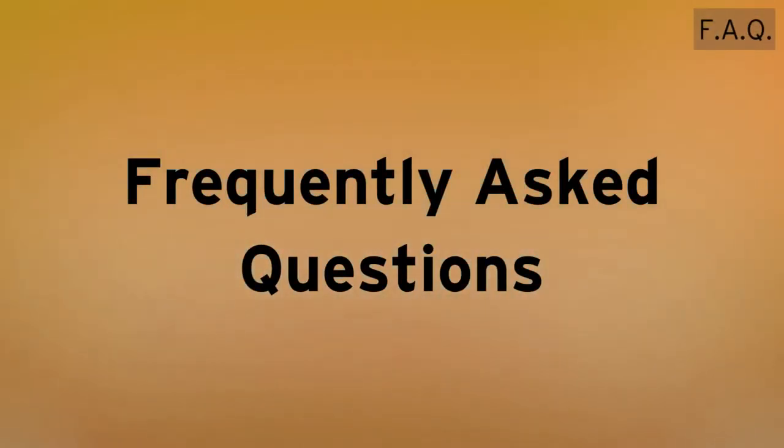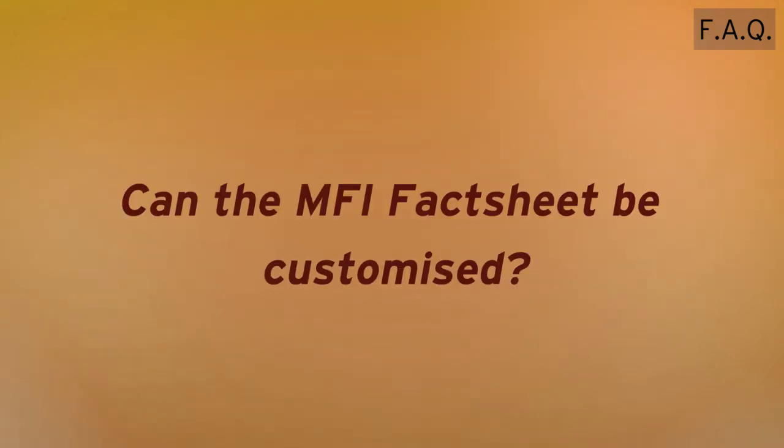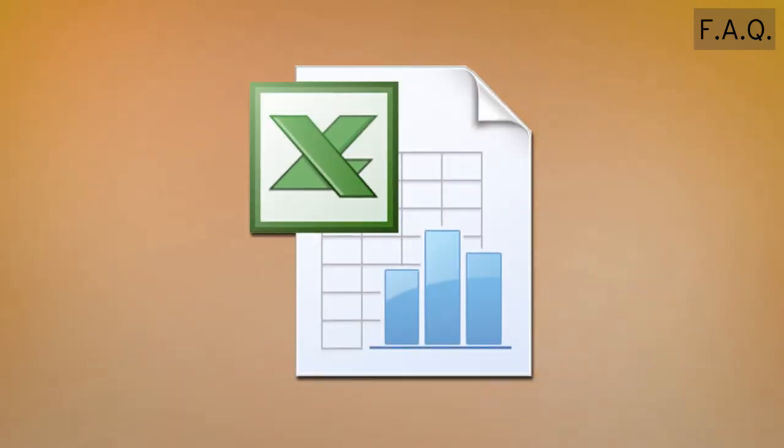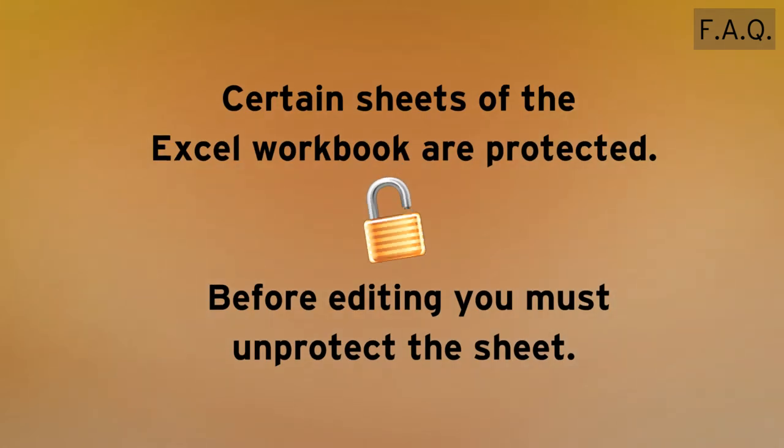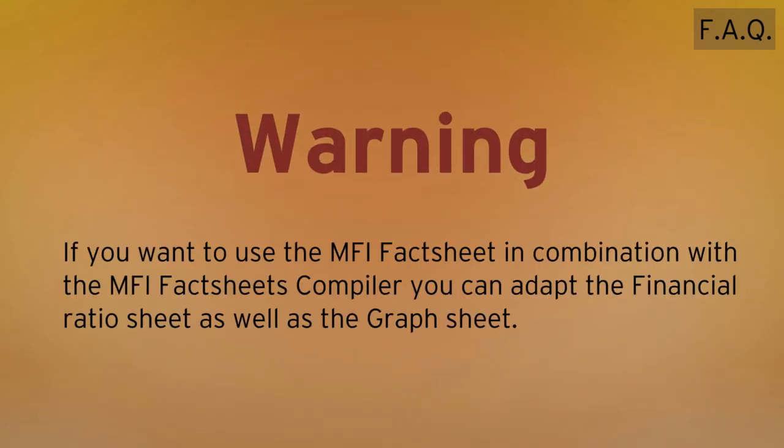Frequently asked questions about the MFI Factsheet. Can the MFI Factsheet be customized? Yes. The Excel format of the MFI Factsheets allow you to customize it. Certain sheets of the Excel workbook are protected. Before editing, you must unprotect the sheet. Warning: if you want to use the MFI Factsheet in combination with the MFI Factsheets compiler, you can adapt the financial ratio sheet as well as the graph sheet.